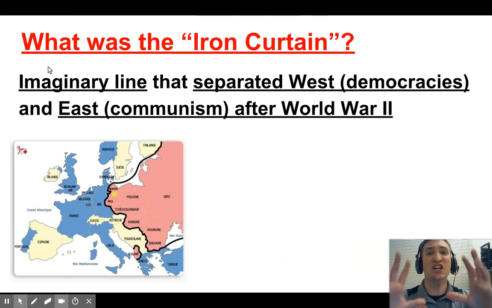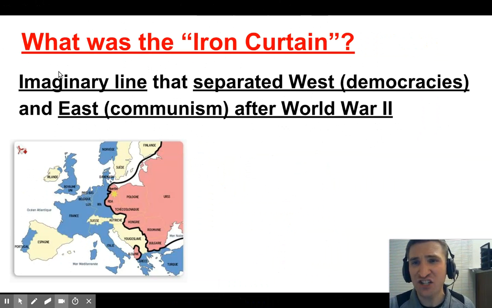What was the Iron Curtain? It was an imaginary line, and here it is in black, that separated West democracies and East communism after World War II.